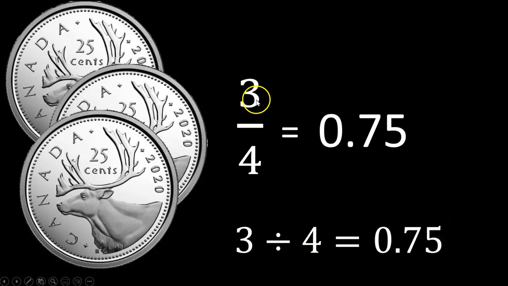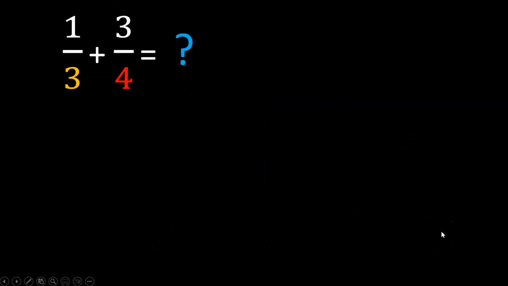So whenever you want to convert a fraction to a decimal, you just take the top number and divide it by the bottom number, and whatever the calculator tells you, that's the answer. You can do it in your head too if you want.